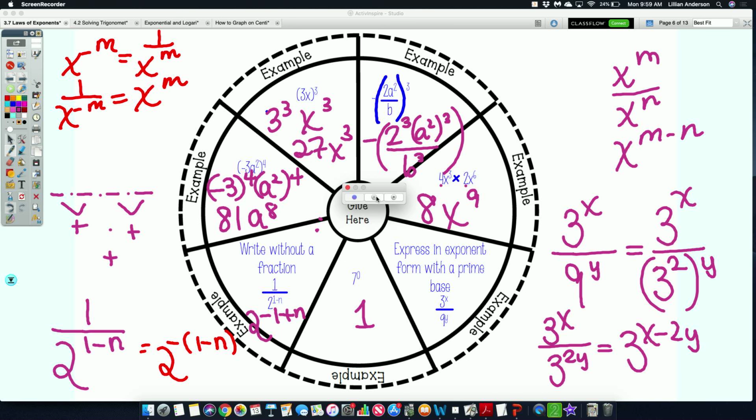So when I simplify this, what's 2 to the third power? 8. What about a squared to the third power? A to the sixth, and then that'll all be over b to the third power, and because it was a negative on the outside, that entire fraction becomes negative.